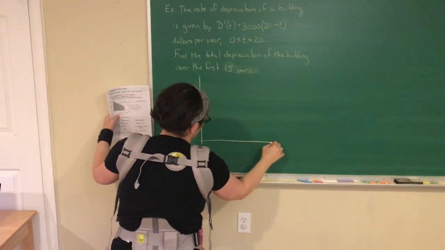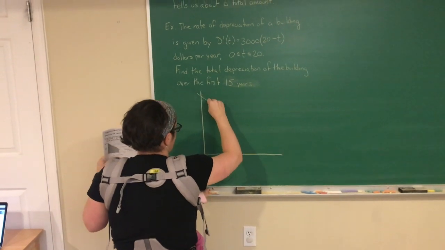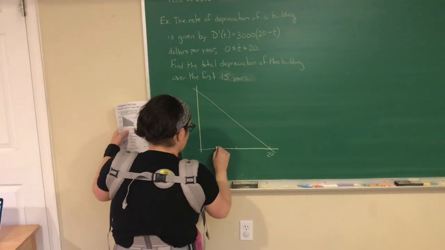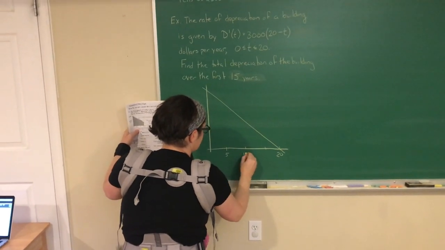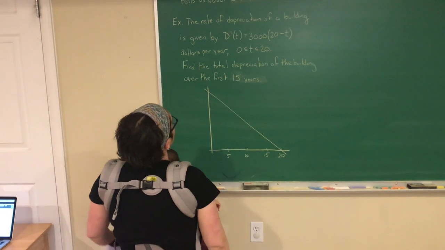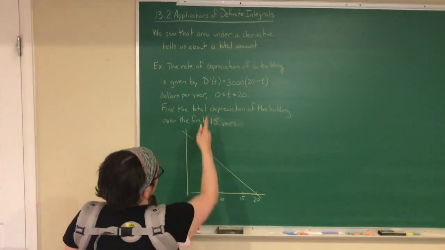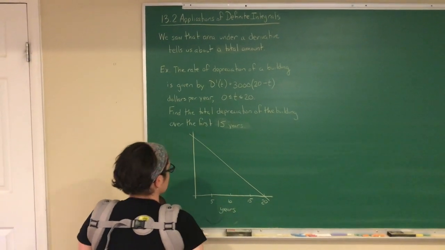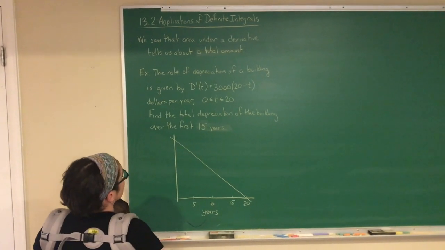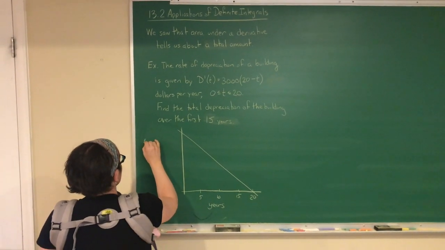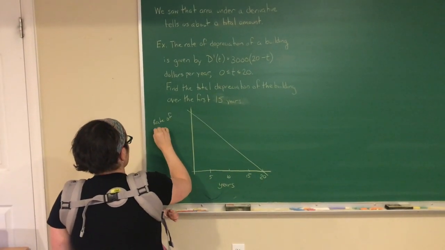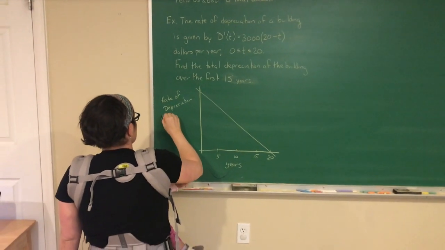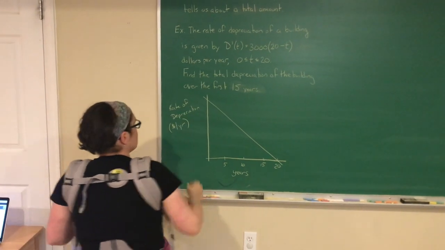Our graph was a diagonal line, and it crossed the x-axis at 20, so I'll mark here 5, 10, 15, and 20. And t in this case represents years, so along our x-axis we have years. And our y-axis is representing the rate of depreciation, which is measured in dollars per year.